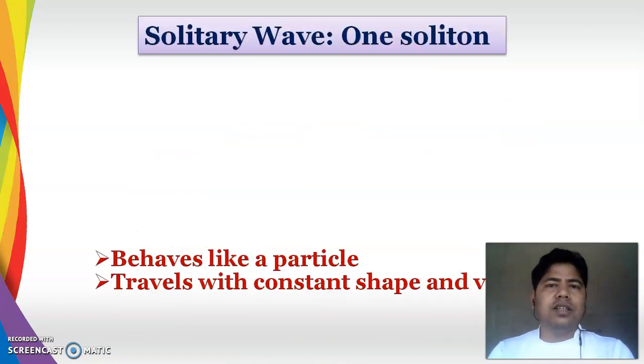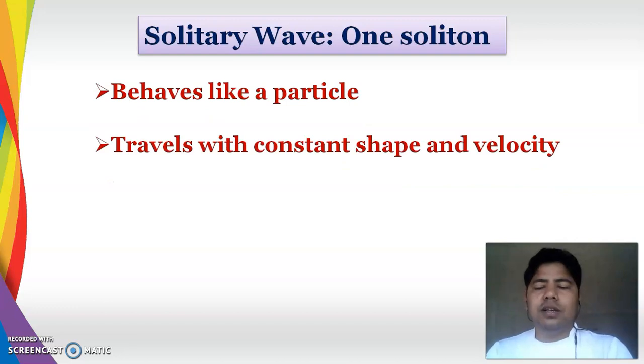Solitary wave, one soliton. As I said, since soliton sounds like photon, it will have the same property as a photon. So first it behaves like a particle. When we call it a particle, that will definitely be quantized. So the energy of this particle, I mean soliton, should be quantized. So it travels with constant shape and velocity.